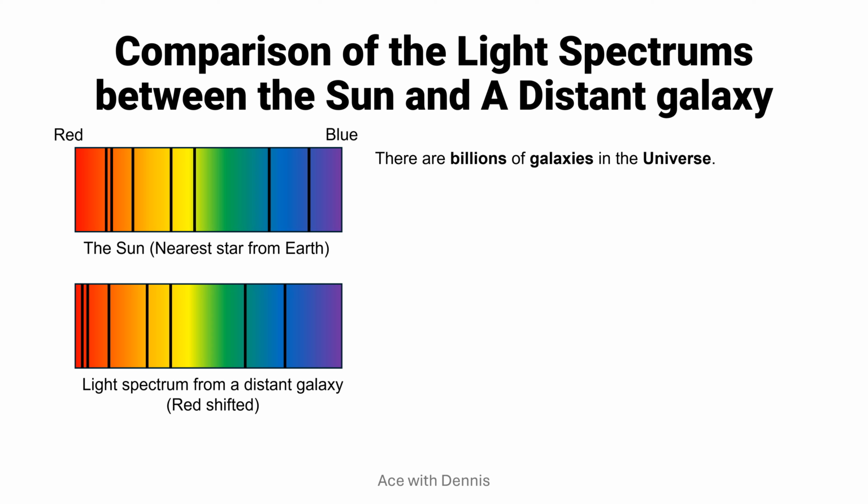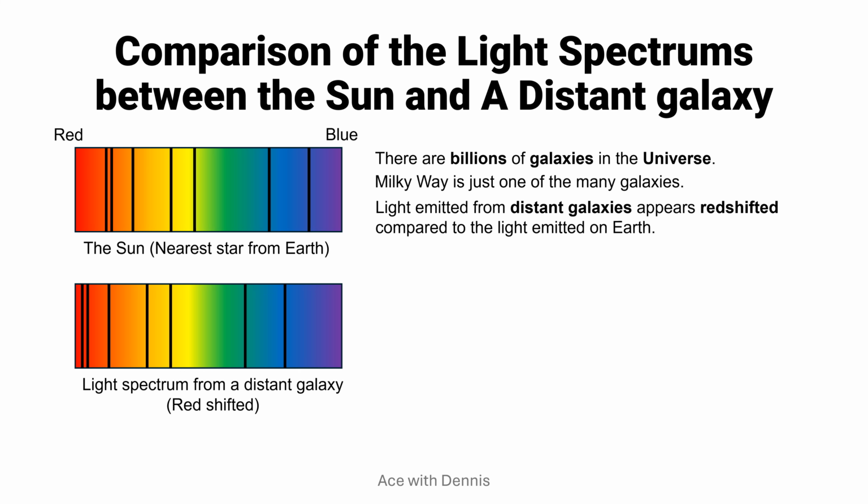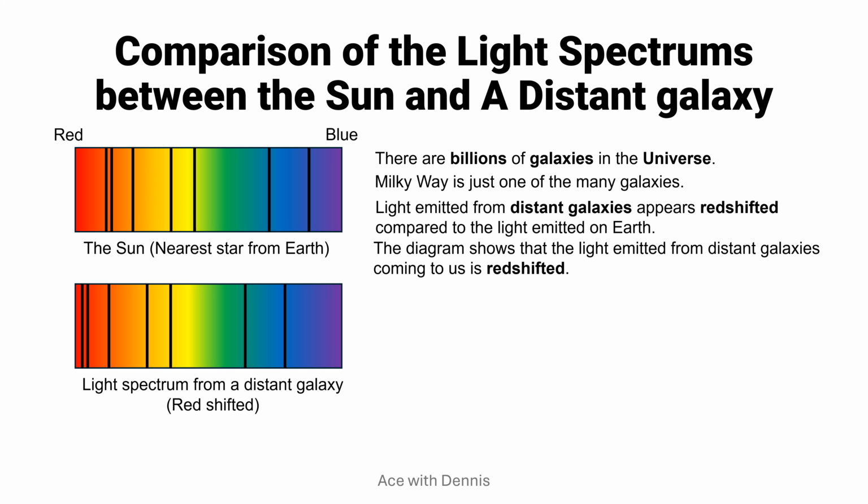There are billions of galaxies in the universe. The Milky Way is just one of the many galaxies. Light emitted from distant galaxies appears redshifted compared to light emitted on Earth. The diagram shows that the light from distant galaxies coming to us is redshifted. This is because the lines on the spectrum are shifted towards the red end.